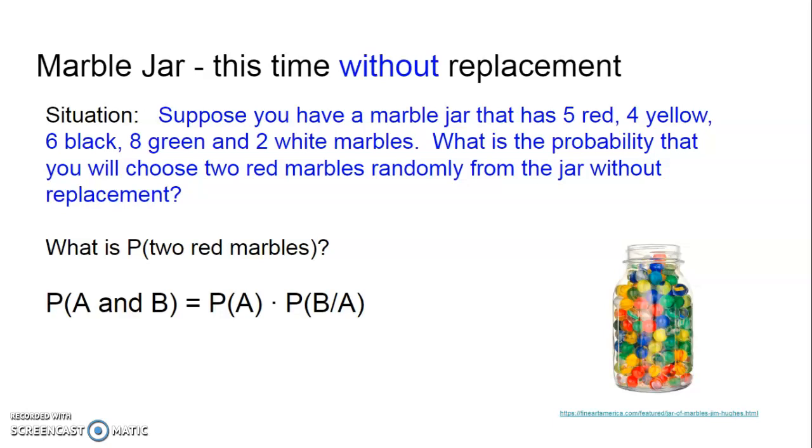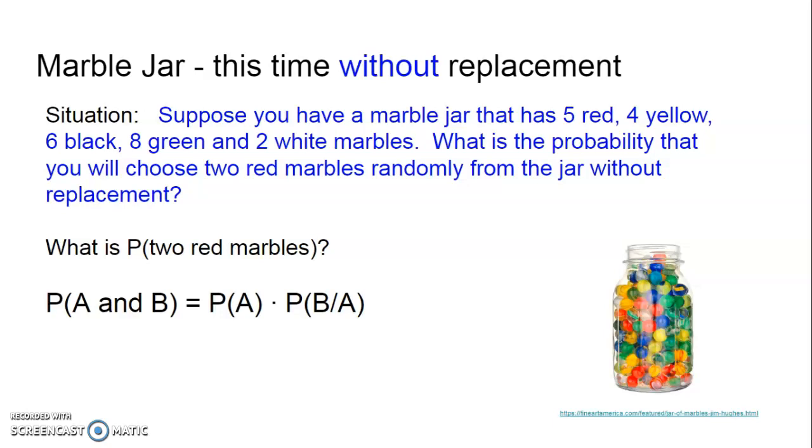So suppose you have a marble jar that has 5 red, 4 yellow, 6 black, 8 green, and 2 white marbles. What is the probability that you will choose 2 red marbles randomly from the jar without replacement? The without replacement is very important. So what is the probability? I want you to pause the video and try this on your own.